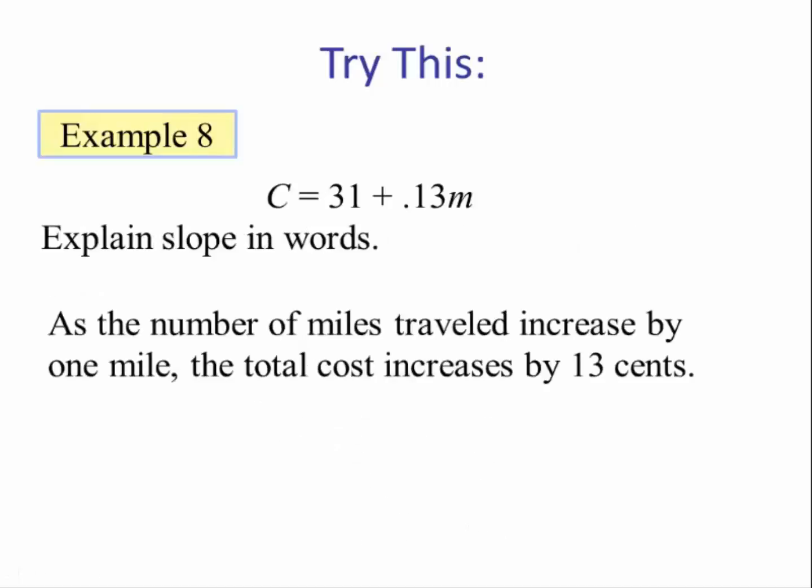Now the next part of the question asks to explain the slope in words. And we say as the number of miles, which is our independent variable, traveled increases by 1 mile, that's the unit, the total cost increases by 13 cents.